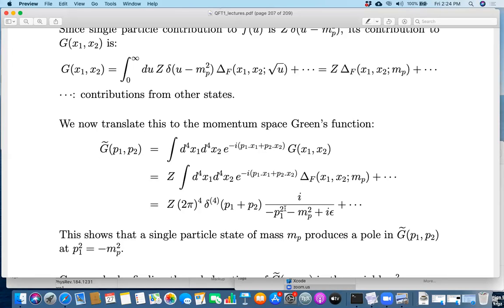So what we learn from here is that if somebody gives you a way to calculate this g tilde p1 p2, and we have seen how to calculate this, at least in perturbation theory, then what we need to look for in order to find the physical mass of the particle, not the mass parameter m that entered the Lagrangian, but the actual physical mass of the particle, is the location of the pole in this Green's function. After you have stripped off this 2 pi to the 4 delta 4 p1 plus p2, just the momentum conserving delta function, we have to look for where the poles are located in g tilde.